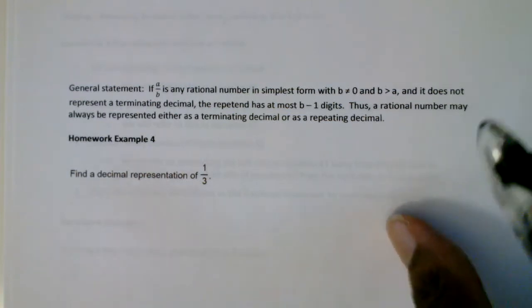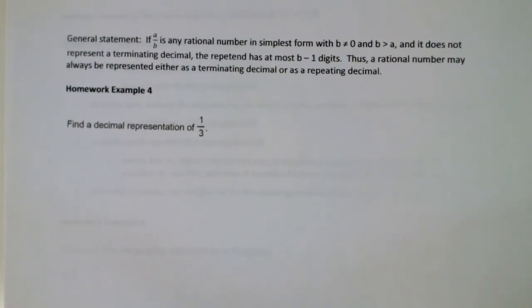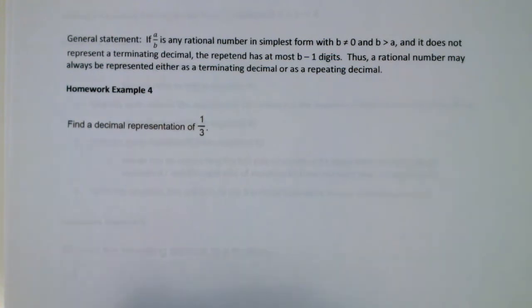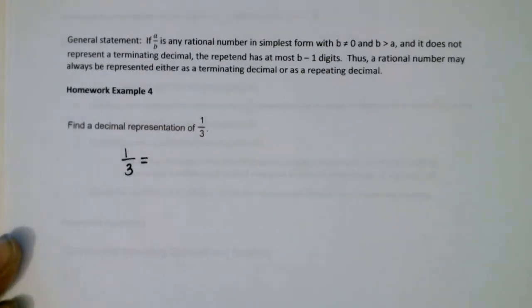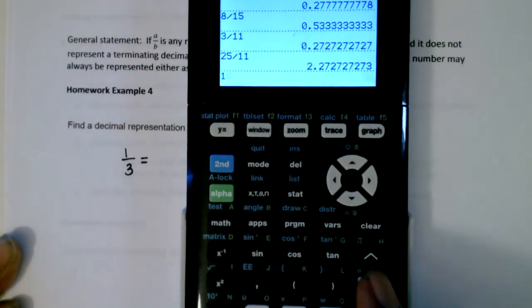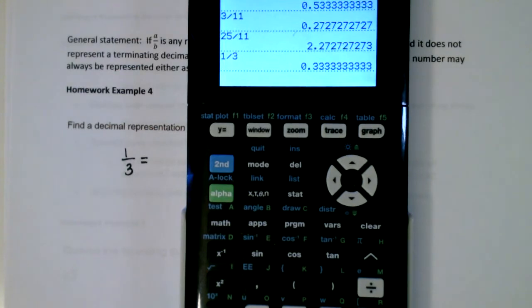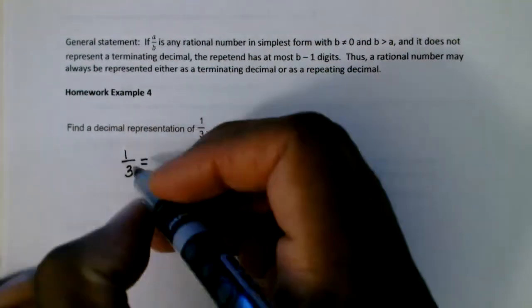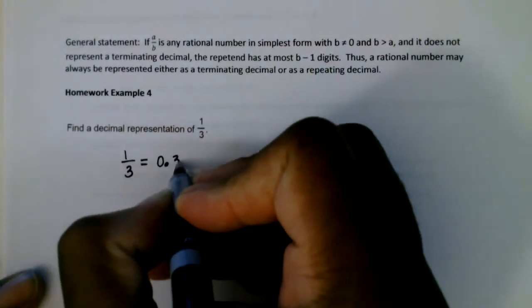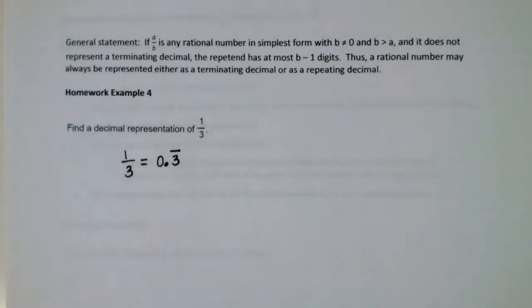Okay, so in this example here, let's say I want to find the decimal representation of 1/3. So 1/3 as a decimal would be 1 divided by 3. The decimal representation for that would be 0.3 with the bar above the 3 because, as you can see, the 3 repeats. So that's 1/3 as a decimal.